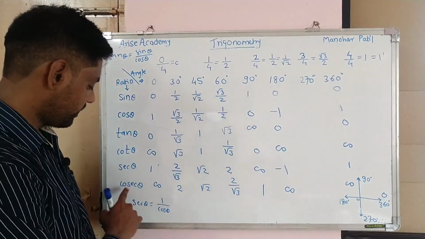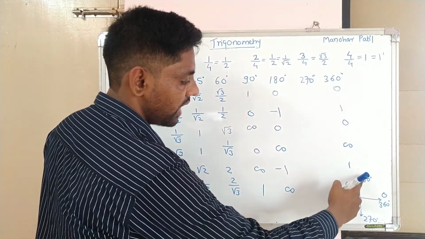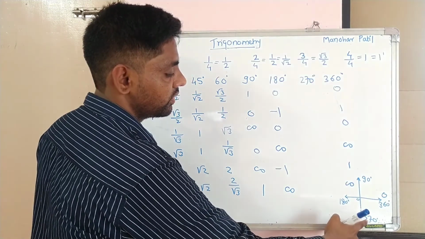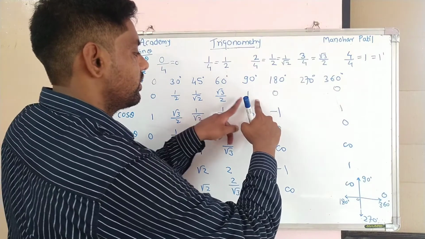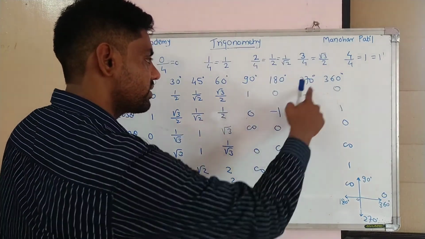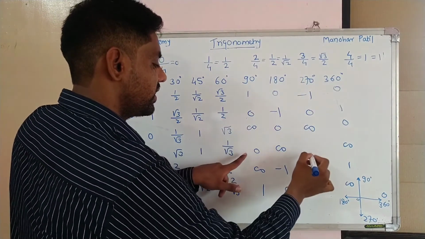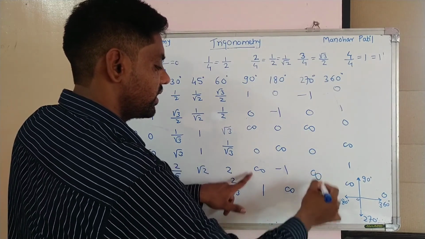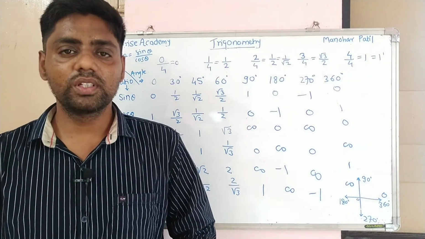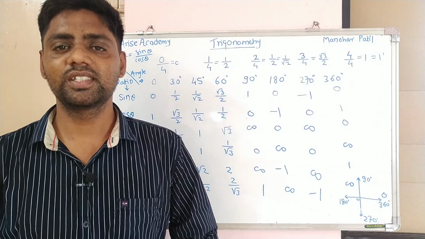Next, for 270 degrees. From the diagram we can see that 90 degrees and 270 degrees lie on the same line but in opposite directions. So the values are the same as those of 90 degrees, only the sign changes: minus 1, 0, infinity, 0, infinity and minus 1. In such a way you can find the principal values for all trigonometric ratios. Thank you very much.